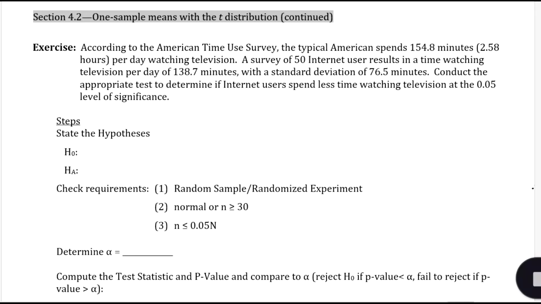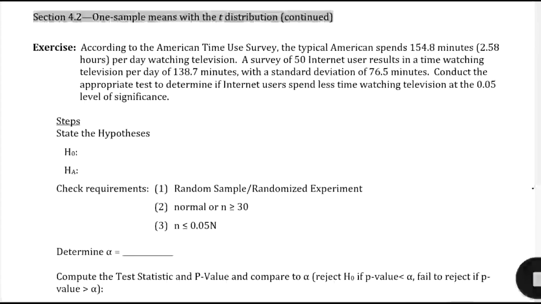Hello, these are the exercises for one sample means with a t-distribution in section 4.2. According to the American Time Use Survey, a typical American spends 154.8 minutes, 2.58 hours, per day watching television.